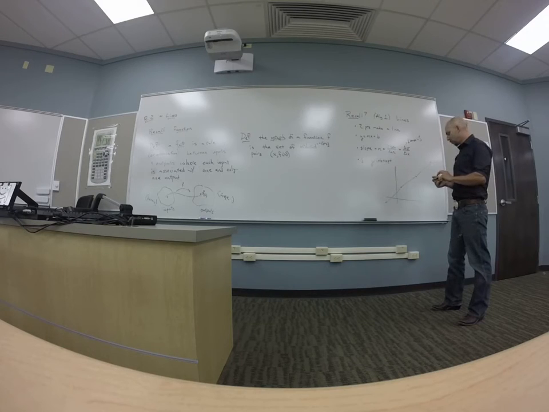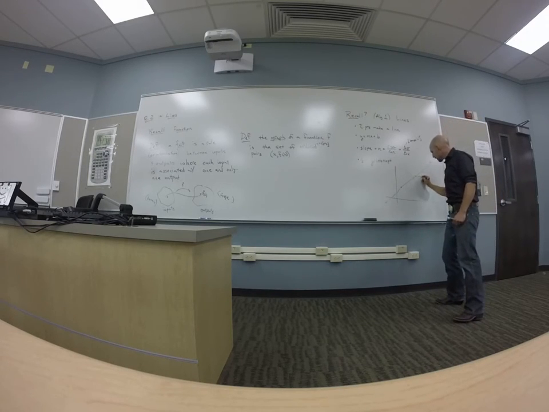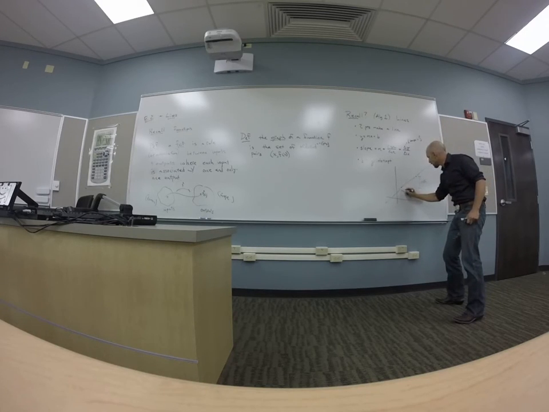So let's see, what do I mean by rise? By rise, I mean this kind of vertical difference between these 2 points. So that distance is the rise. The run is the sort of horizontal distance between the 2 points.